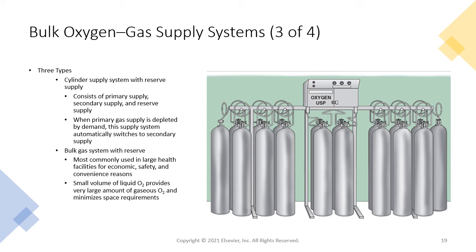The last type is the bulk gas system with a reserve. This is most commonly used in large health facilities for economic, safety, and convenience reasons. A small volume of liquid O2 provides a very large amount of gaseous oxygen and minimizes space requirements.